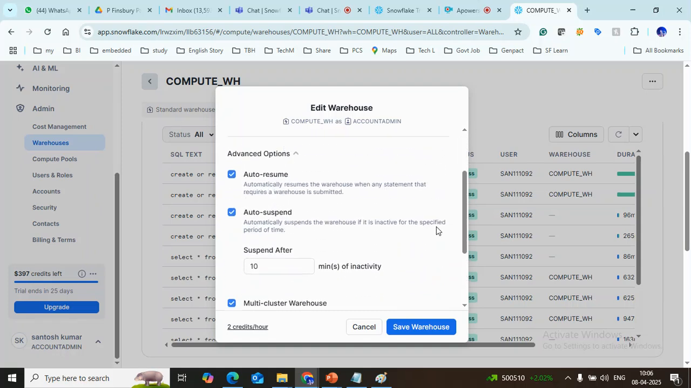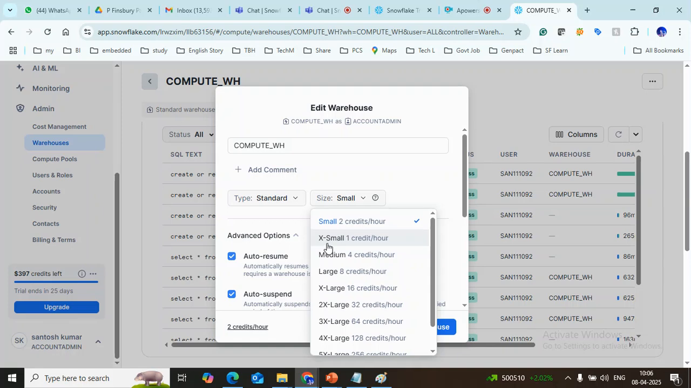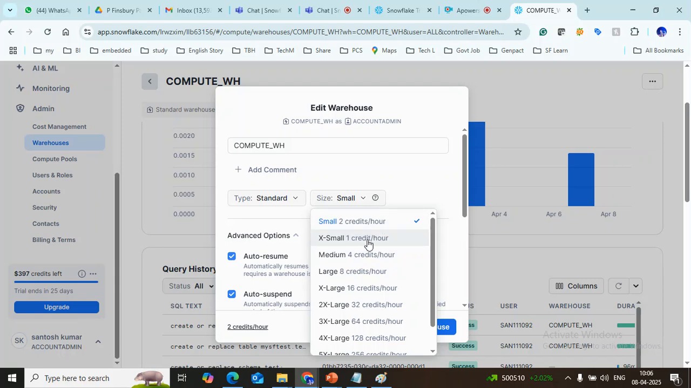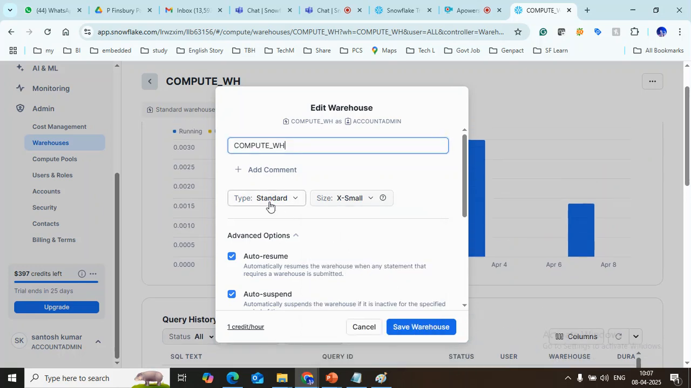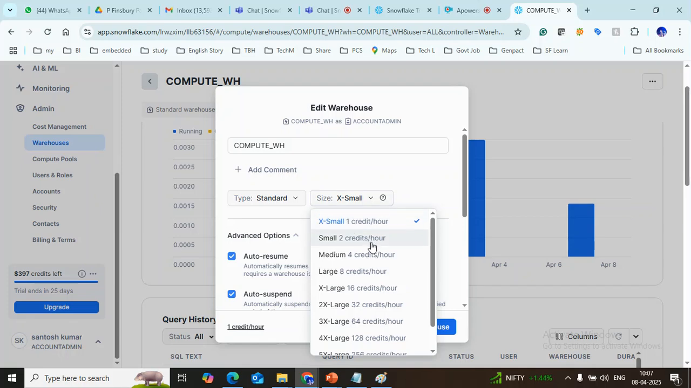Now the sizes of warehouses. Sizes start from extra small to 6XL. Extra small charges 1 credit per hour, small charges 2 credits per hour, medium charges 4 credits per hour. So with each increase in size, the price is doubled. Got it?